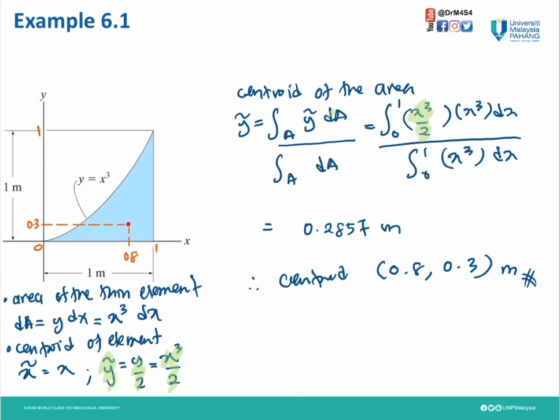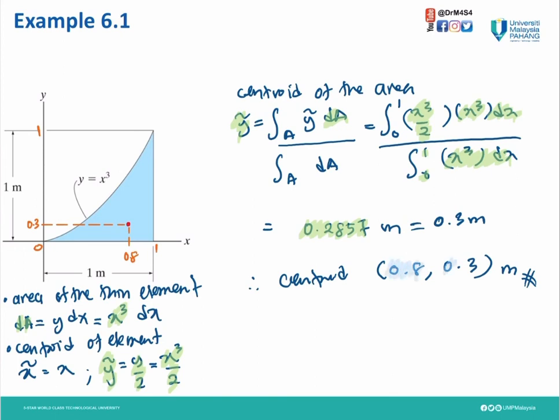Then our dA is x power of 3 dx, divided by the integration of dA, where dA is x cubed dx. Calculate that between 0 to 1. So we get our y prime is 0.2857. Now for this one, once we get our answer, we can round up to 1 decimal place, so it equals 0.3 meter.